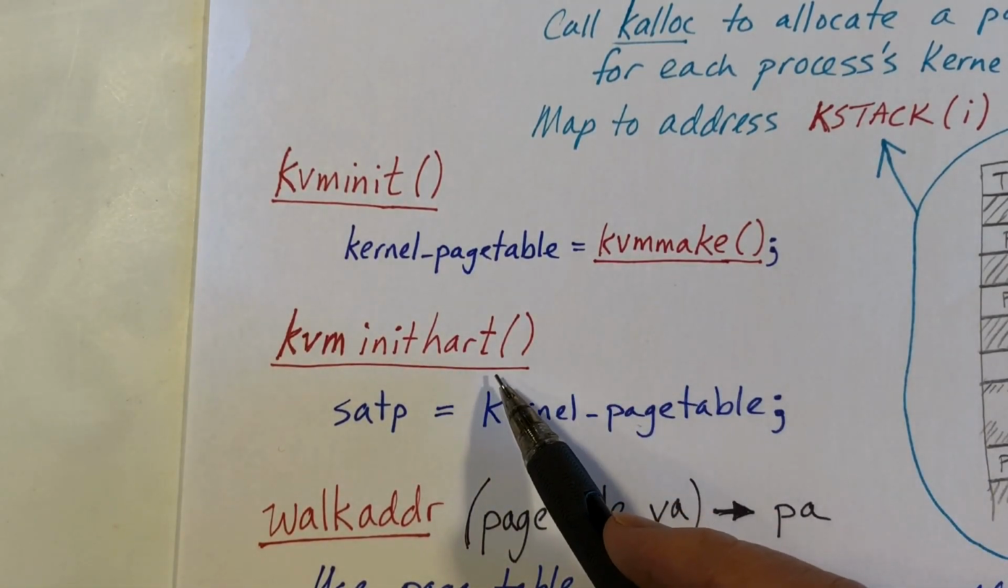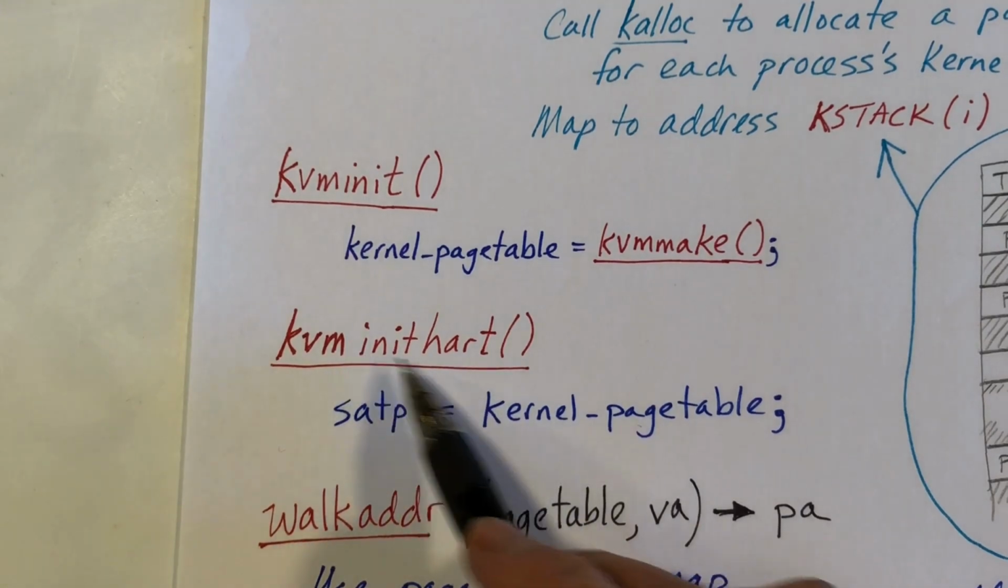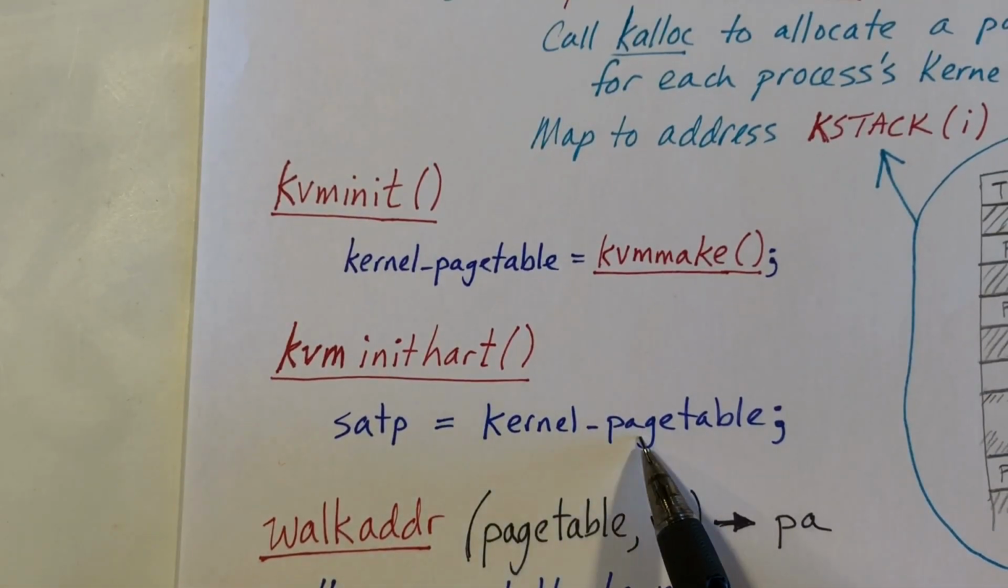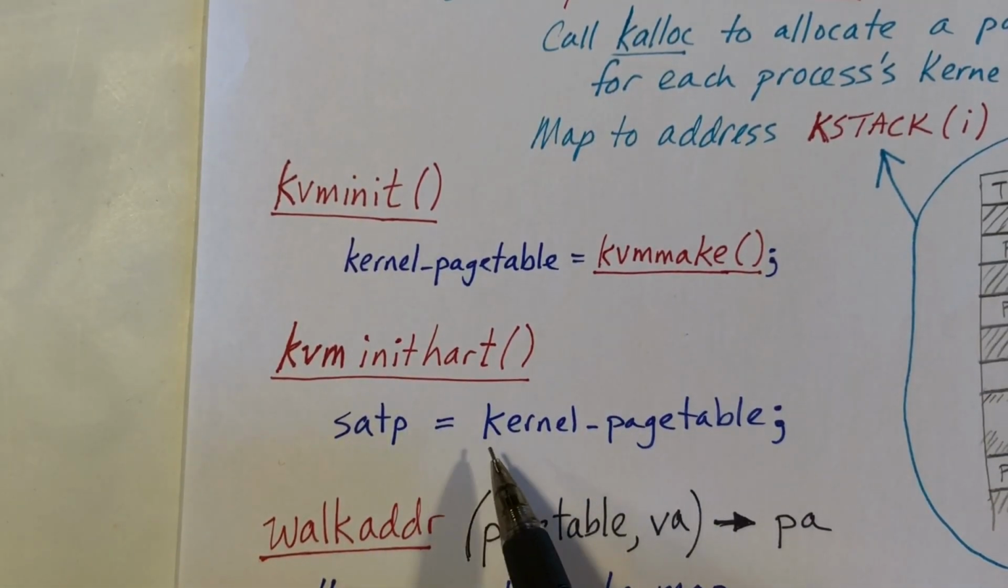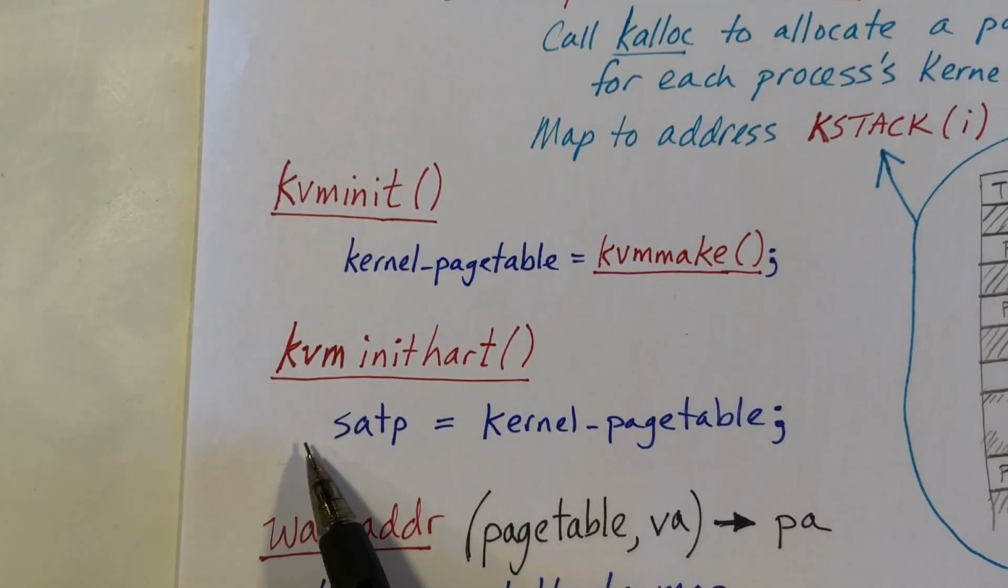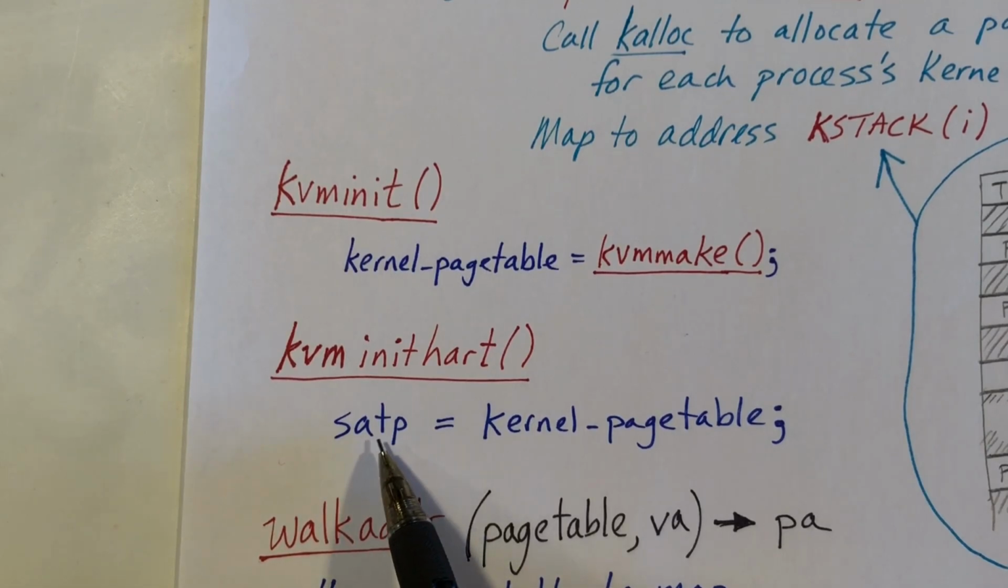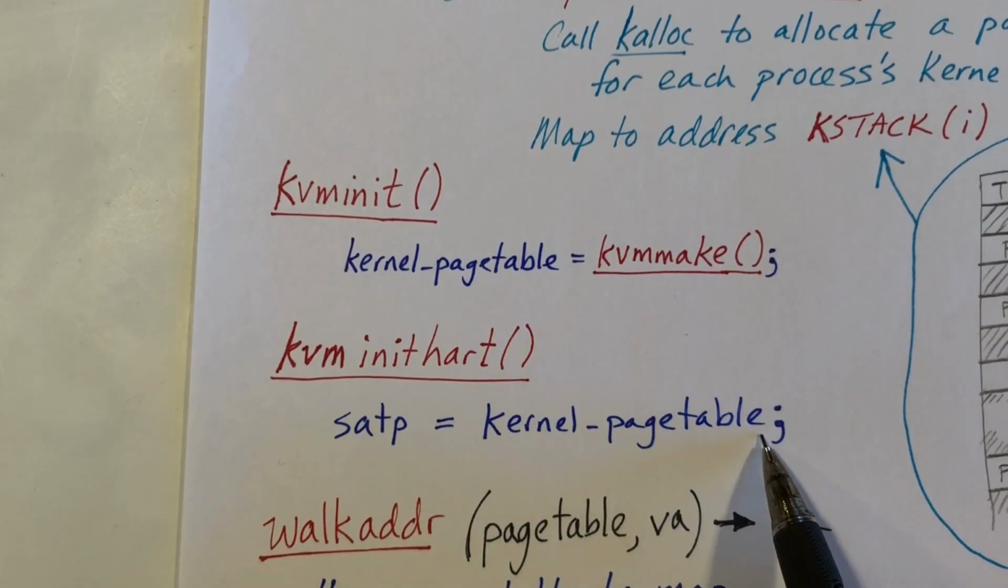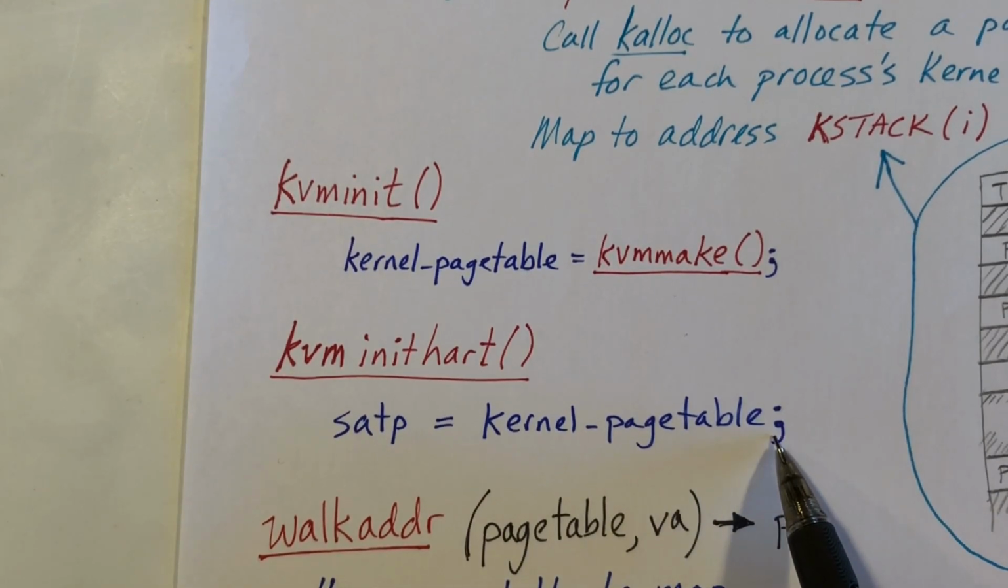And then subsequently, each and every core will call inithart, which will use that page table and write the page table address into the SATP register. This is the control and status register. And when the SATP register is set to point to a page table, that effectively turns on paging for that core.